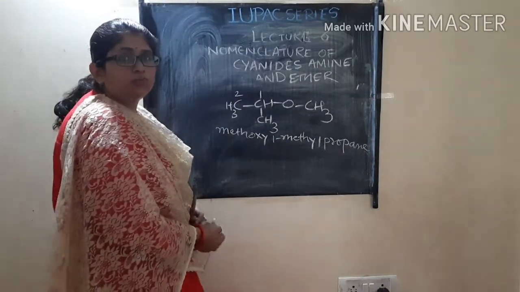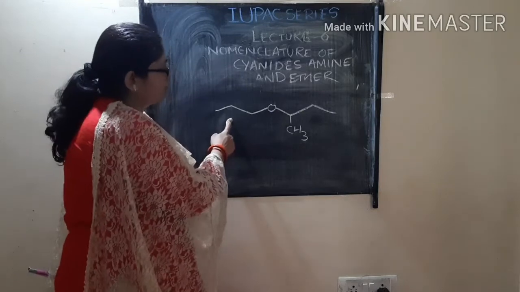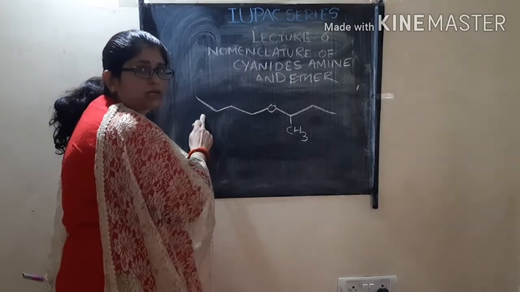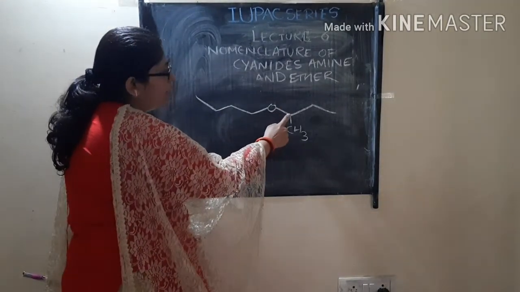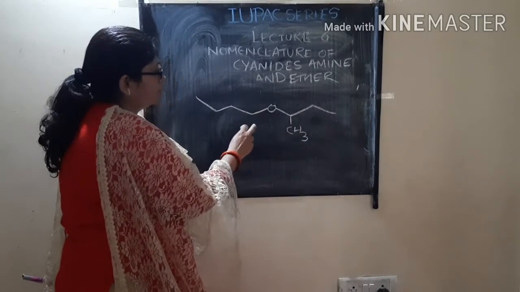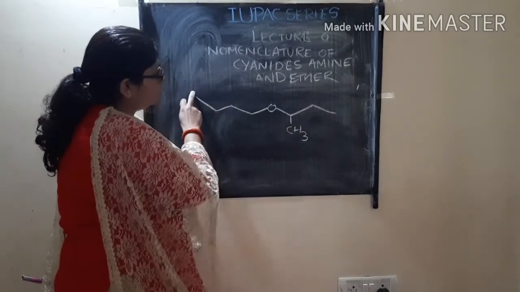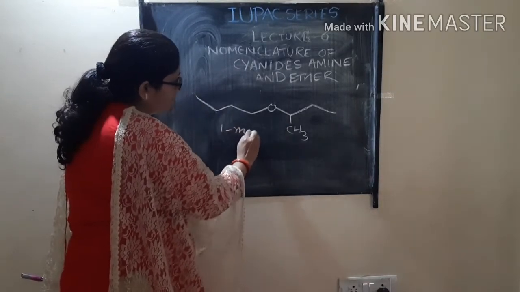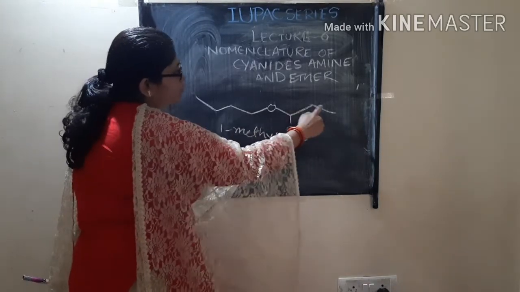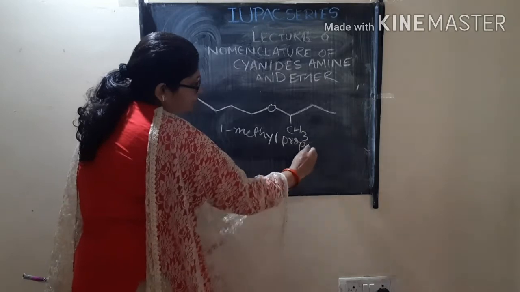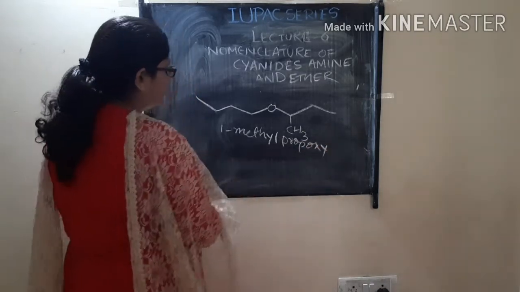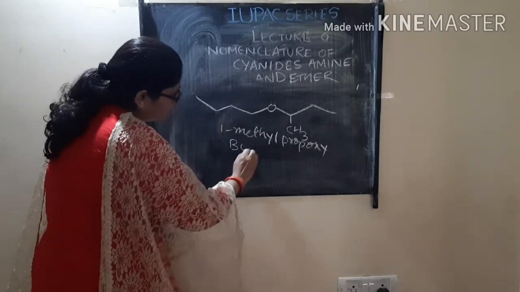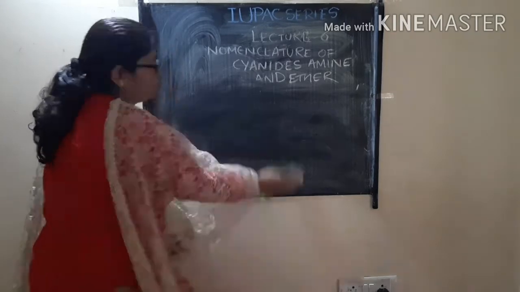Now I will tell you some more examples. Now look here, students. How to name this compound? See here. 1, 2, 3. 3 carbon atoms here, and 1 branching is there. 1, 2, 3, 4. So it will be 1 methyl, 1, 2, 3 propoxy, or you can say 1 methyl propoxy, 1, 2, 3, 4 butane.